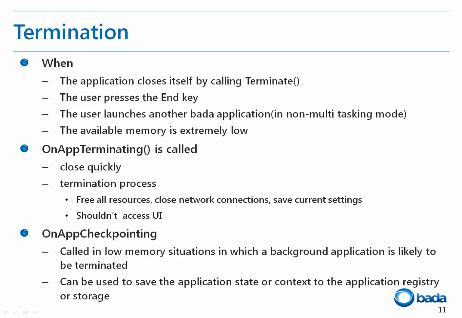The OnAppTerminating method is called when an application's state changes from running to terminating. All the activities involved in terminating the application, including saving the application's states, should be done in this method. After this method, the application code cannot be implemented. The application is subsequently destroyed. In this method, you can free all resources, close the network connections, and save the current settings. The important point to be noted is that you don't need to access the UI in this method.